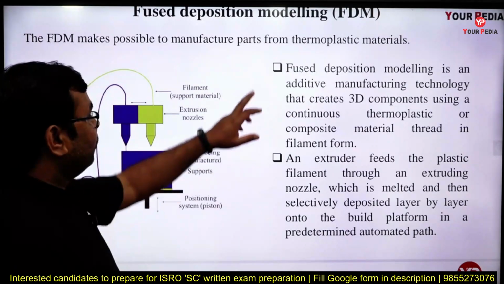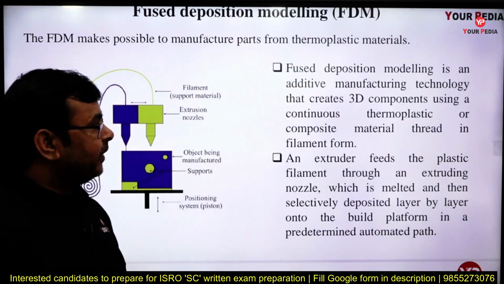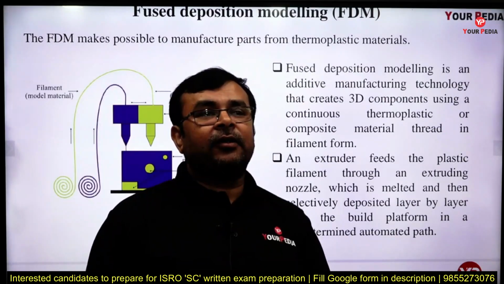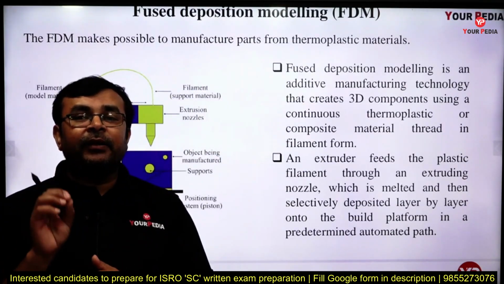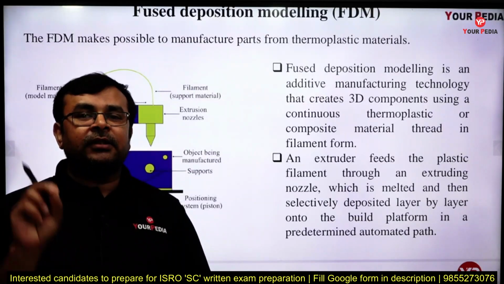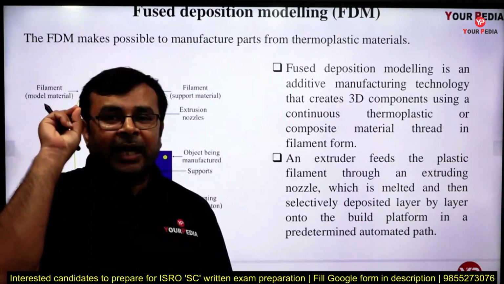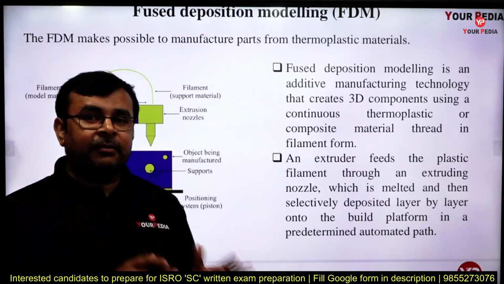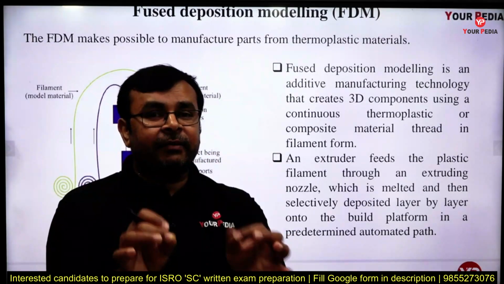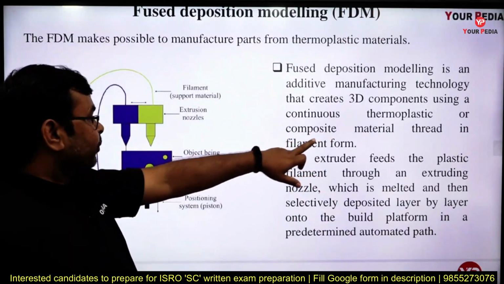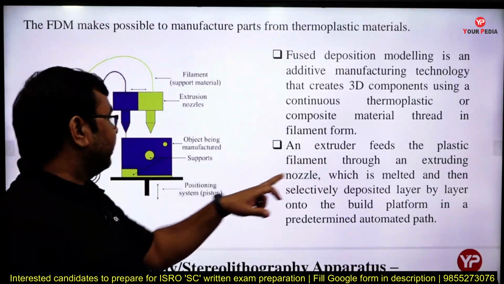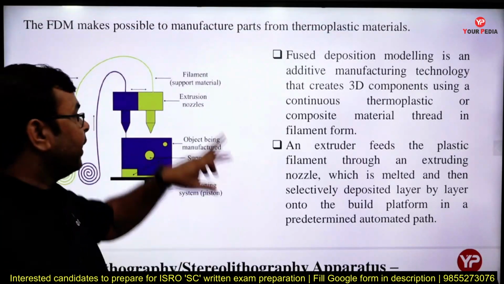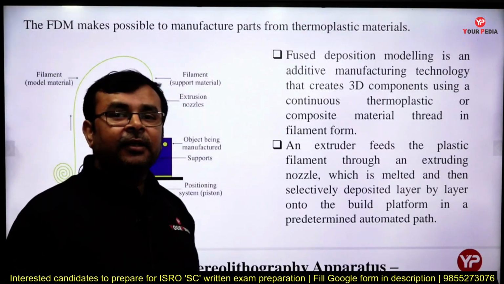Okay. So, you can see here fused deposit modeling is an additive manufacturing technology that creates a 3D model, a 3D component, using a continuous thermoplastic or composite material thread in filament form. Remember, in this process we use plastic filament in coil form, wire form. We use thermoplastic material in the coiled form. This is very important. And an extruder feeds the plastic material. This whole setup is called the extruder, or nozzle, in which we have a heating coil which melts the plastic material.